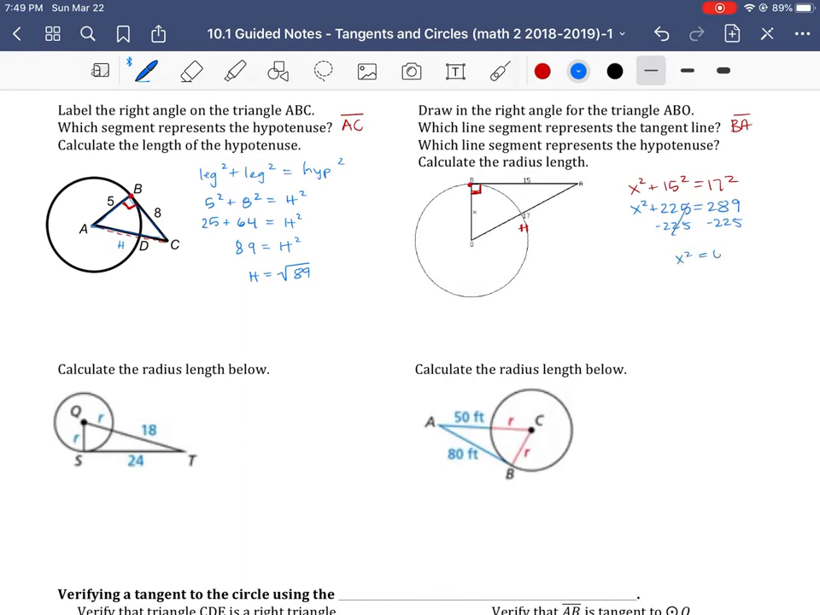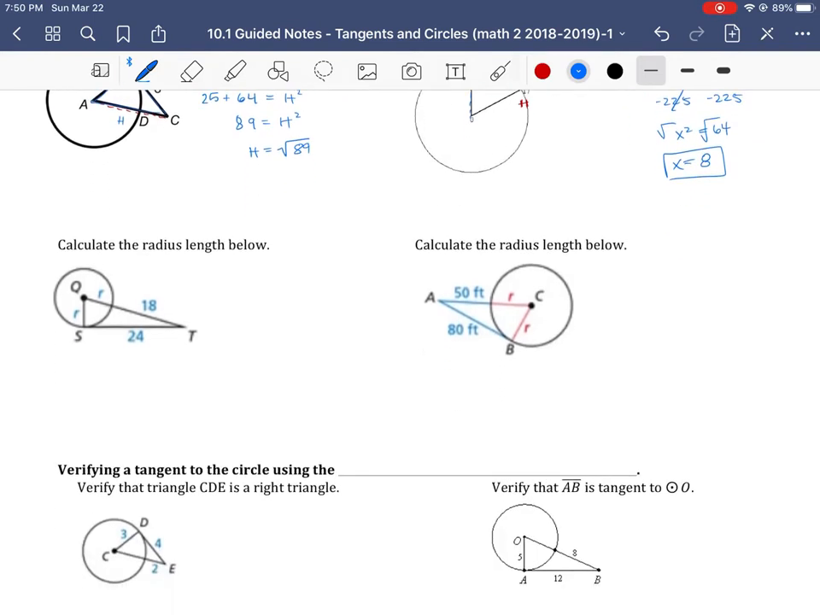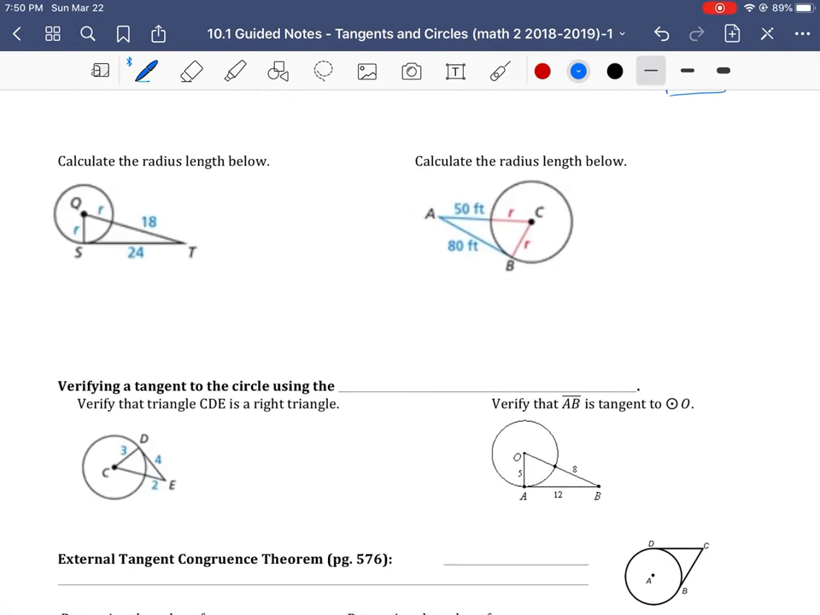And we end up with x squared is equal to 64. Because it's squared, we square root both sides, and x would be equal to 8 because the square root of 64 is 8. So we know that this leg over here, or in other words, the radius of the circle, this represents the radius. So it could have also asked us to find the radius length, and we would solve it the same way.